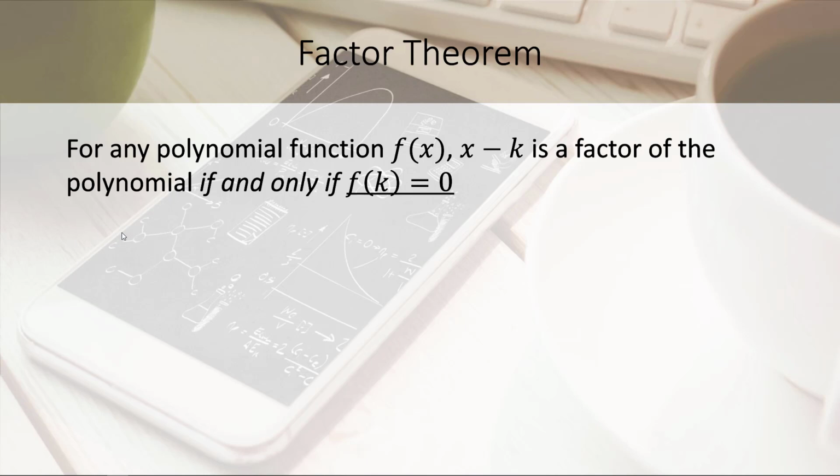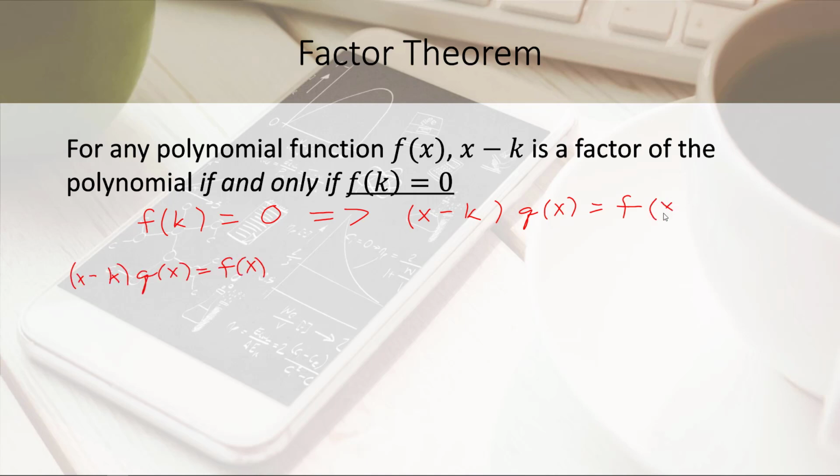The first thing it tells you is that if f evaluated at k is equal to 0, well then that implies that x minus k is a factor of f, which means you can write f of x as the product of x minus k times some other polynomial, and of course that'll be equal to f. Furthermore, if x minus k is a factor of f, then that implies that f evaluated at k is equal to 0.